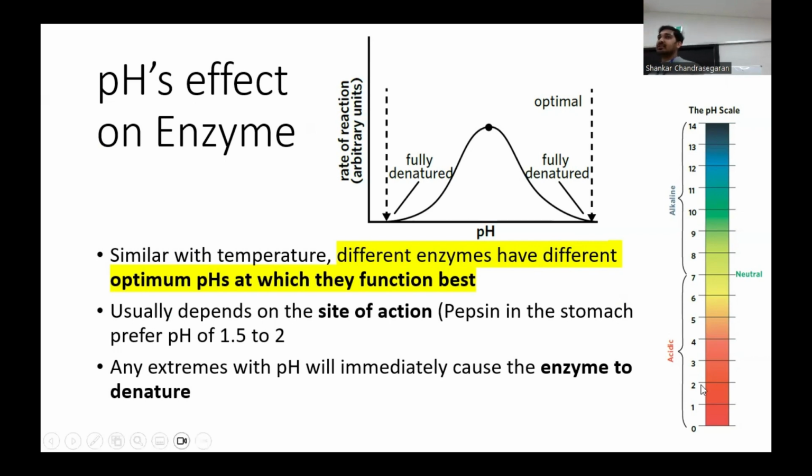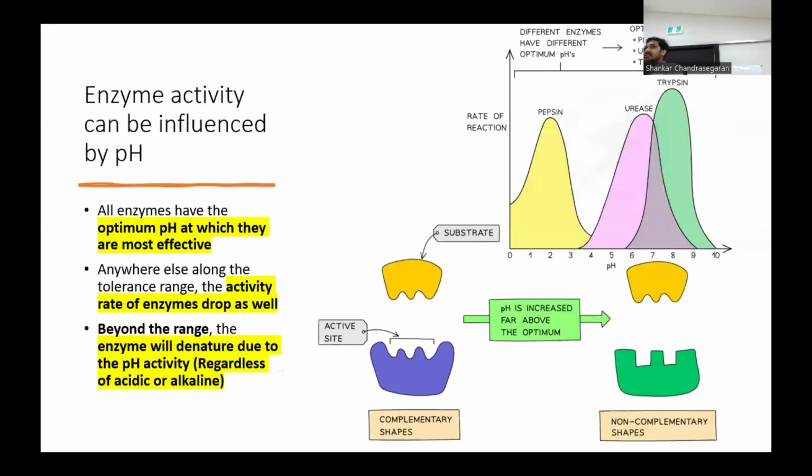So that's one difference compared to temperature. There is no freezing that's going to occur here. Either if it's too acidic or if it's too basic, it will cause the enzyme to experience denaturing, which is losing its shape, eventually losing its function. So you can start to graph it out like this.